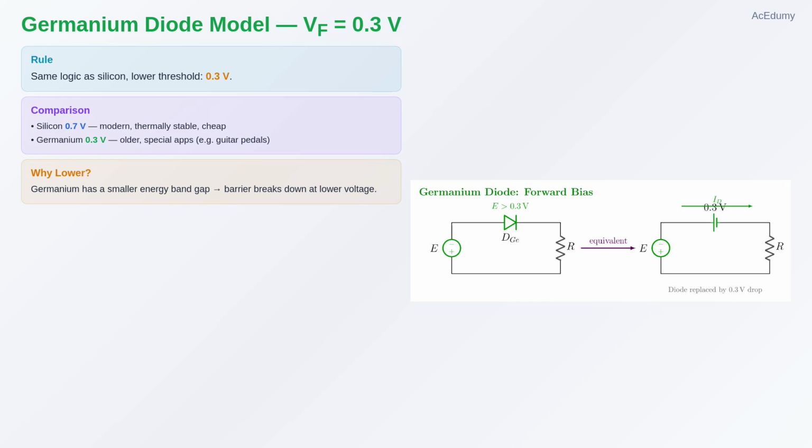However, in modern electronics, silicon diodes are far more common. They have better thermal stability and are cheaper to manufacture. You will mostly see germanium diodes in older circuits or special applications like guitar pedals.